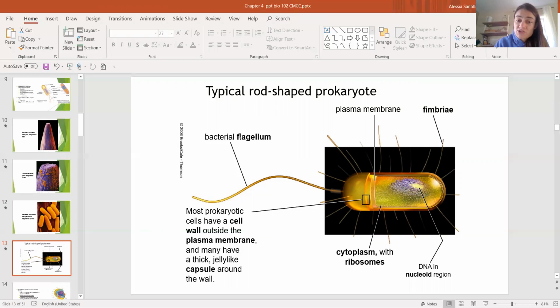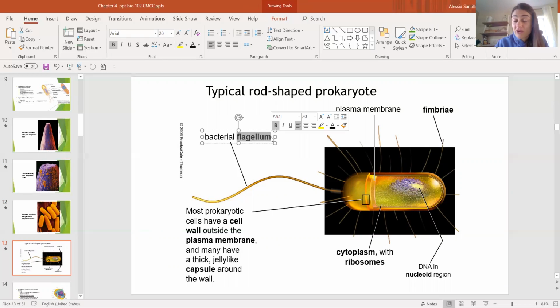A lot of bacteria also have a flagellum, okay? Sometimes they have one flagellum, sometimes they have multiple flagella. So flagella is the plural of flagellum. The flagellum is basically this little tail-like whip that allows for movement of the bacteria. Okay, so fimbriae are just sticky, they allow the bacteria to attach, and the flagella allows for movement of the bacteria. So literally the bacteria can swim, okay? And actually the flagellum in bacteria spins like a propeller, and that's how the bacteria basically move through their environment.